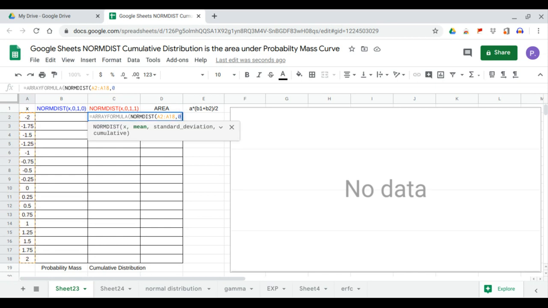where our mean is 0, because this is our mean, the midpoint, the middle portion of our data set, and 1 standard deviation, and 1 because it's cumulative.